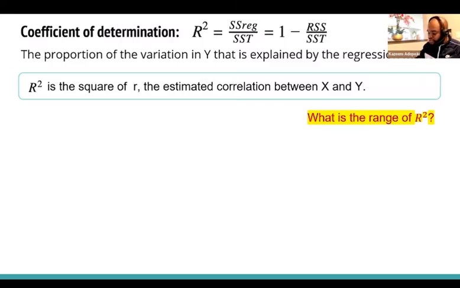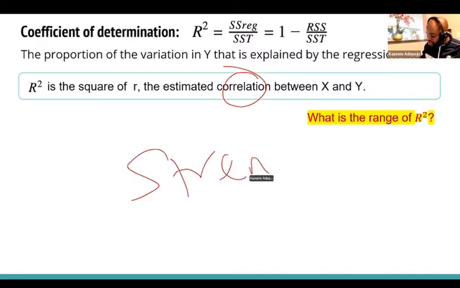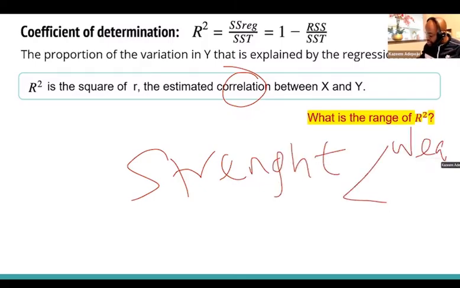I know you've heard about correlation before. Correlation is when you're investigating the nature of the relationship that exists between two variables. Correlation is different from the coefficient of determination. Correlation tells you the degree of positivity or negativity of the relationship between two variables. It also tells you the strength of the relationship, whether it is weak or strong, and the direction, whether it is positive or negative. That is correlation for you.